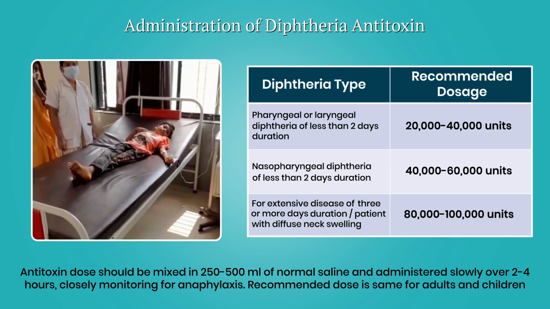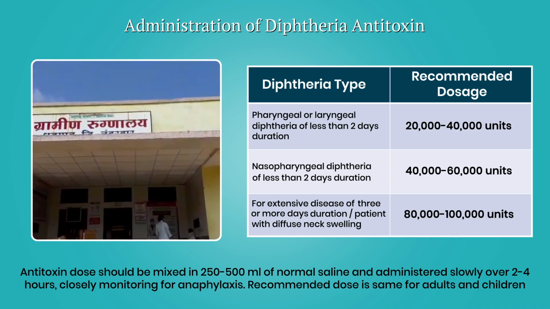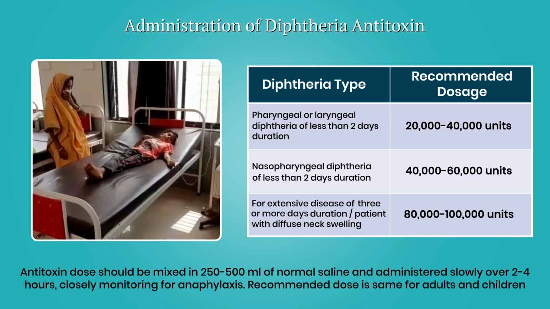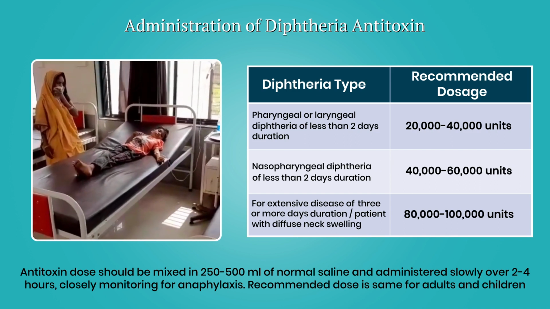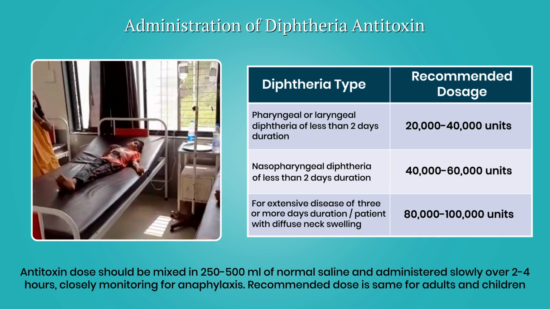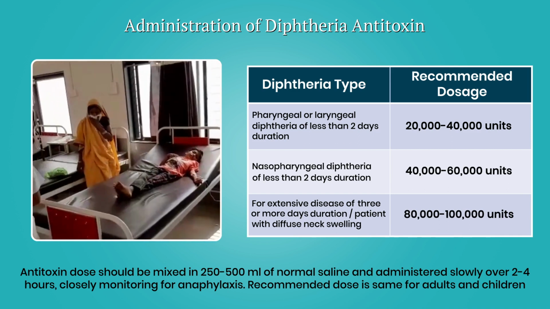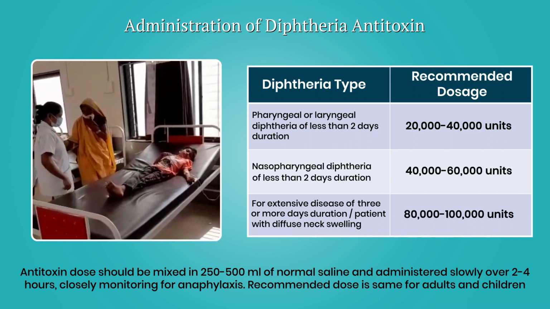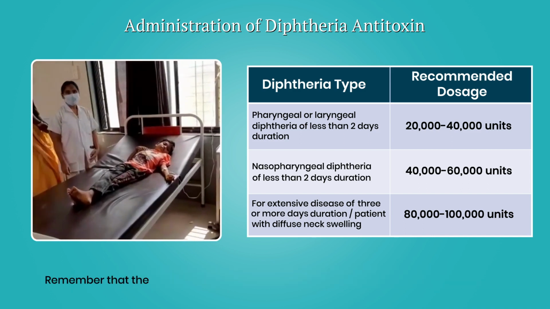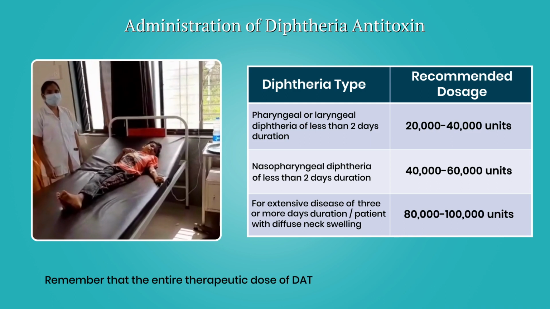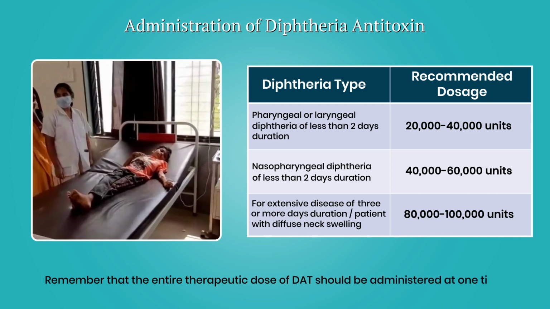20,000 to 40,000 units for pharyngeal or laryngeal diphtheria of less than 2 days of duration. 40,000 to 60,000 units for nasopharyngeal diphtheria. 80,000 to 1 lakh units for extensive disease of 3 or more days duration, or patients with diffuse neck swelling. Remember that the entire therapeutic dose of DAT should be administered at one time.